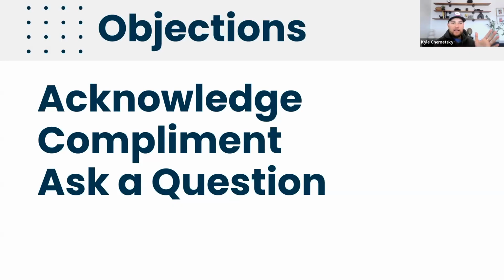The other way is usually when people have objections, they're safeguarding something else. There's something else that's driving their question. So what you want to do when you get these is acknowledge the objection they had, compliment them for having it, and then ask a verifying question.